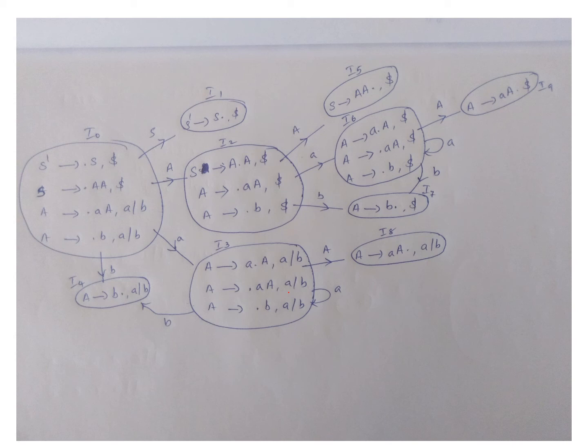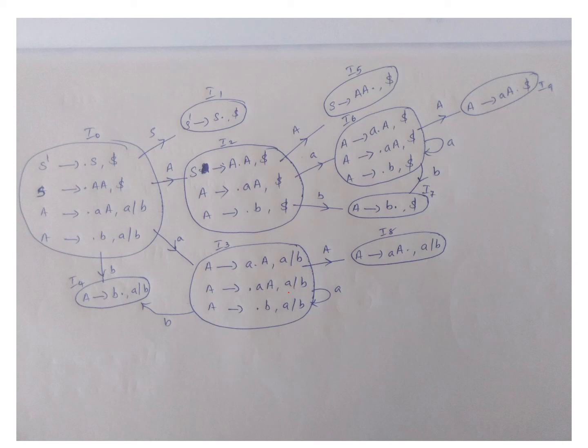Here, A or B. Then if you are performing the goto of B, we will get A gives B dot. And this lookahead A or B will be the same as the previous A or B. Why? Because we are performing a goto operation. If you are performing a goto operation, the lookahead will be the same as the previous state, and the lookahead will vary if you are performing the closure operation.